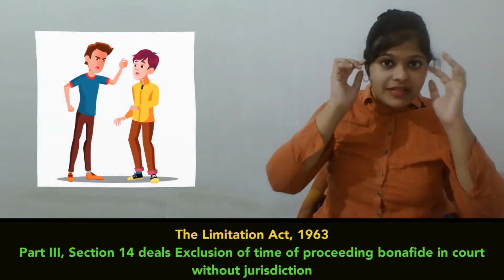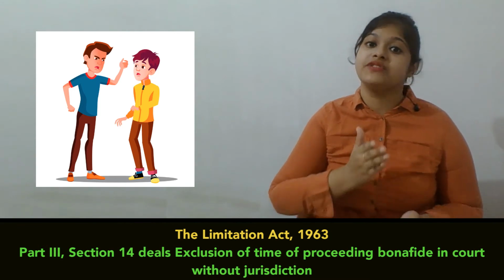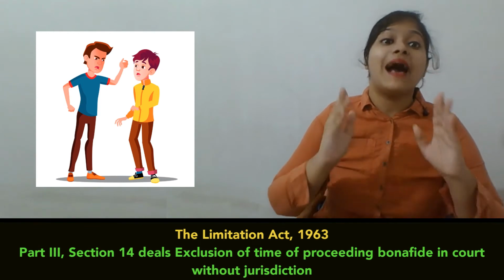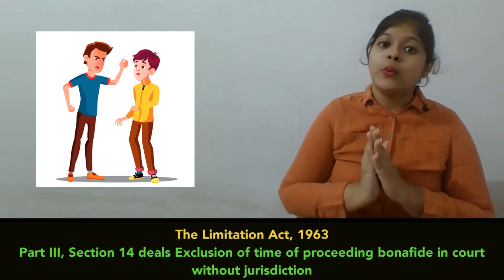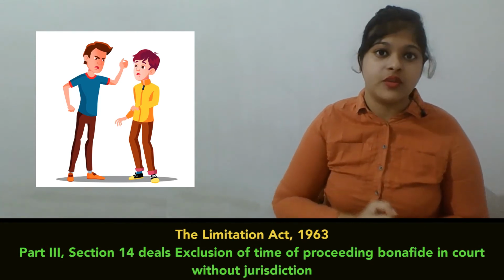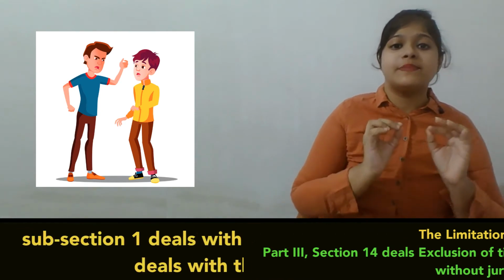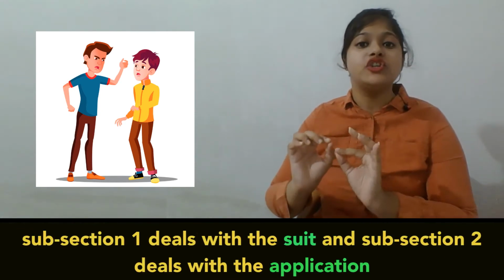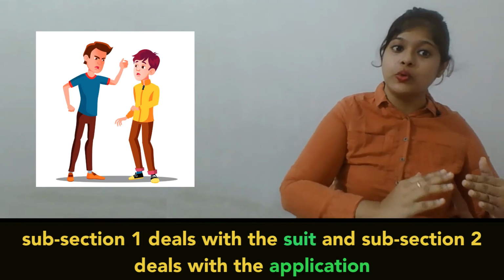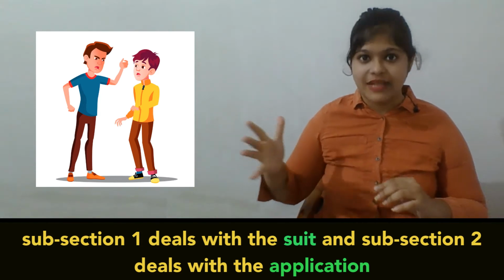Keeping this example in mind, similarly, it is laid down in subsection 2 of section 14 that the same method of calculation will be applied for any application made in a court which does not have jurisdiction over the matter and is made in good faith with due diligence. So the only difference between subsection 1 and subsection 2 is simply that subsection 1 deals with a fresh suit, appeal or revision, and subsection 2 deals with a fresh application.